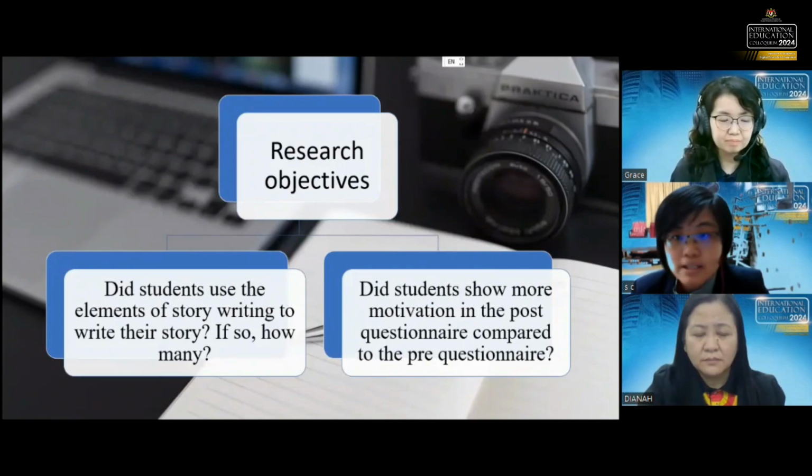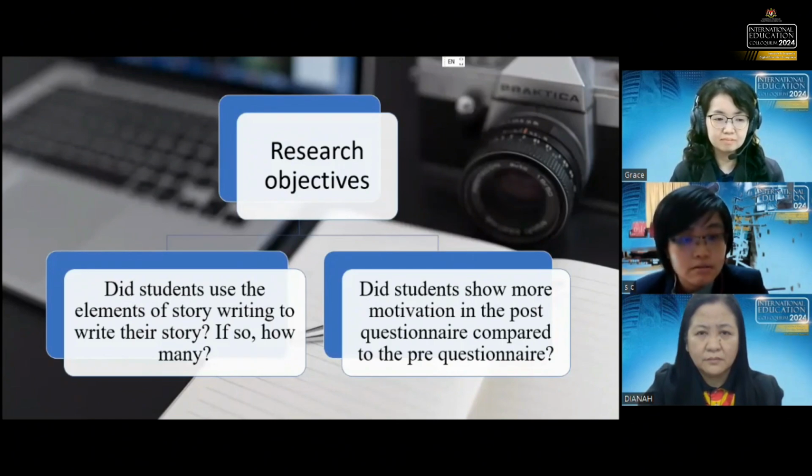These are our research questions. First, did students use the elements of story writing to write their story? If so, how many? Second, do the students show more motivation in the post-questionnaires compared to the pre-questionnaires?